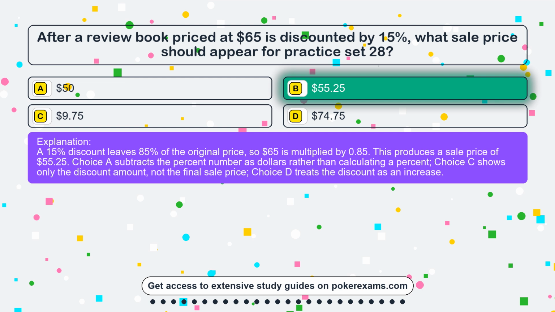This produces a sale price of $55.25. Choice A subtracts the percent number as dollars rather than calculating a percent. Choice C shows only the discount amount, not the final sale price. Choice D treats the discount as an increase.